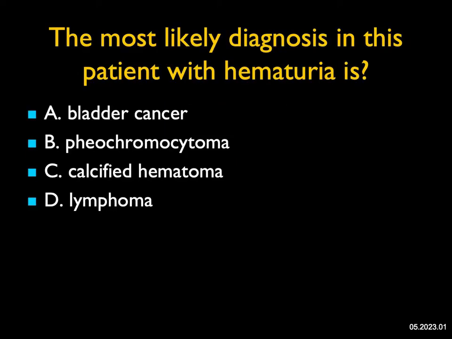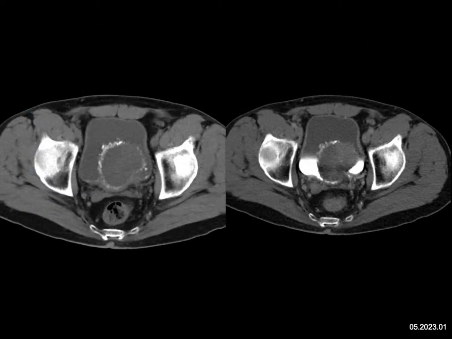The most likely diagnosis in this patient with hematuria is, well, I'm giving you two images. On your left is a non-contrast CT. You see a mass with rim-like calcification, and the image on your right is an image after IV contrast was given, excretory phase. You still see the same mass. The mass is somewhat solid, but it has that rim calcification.